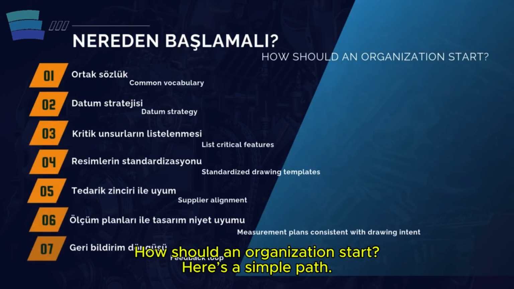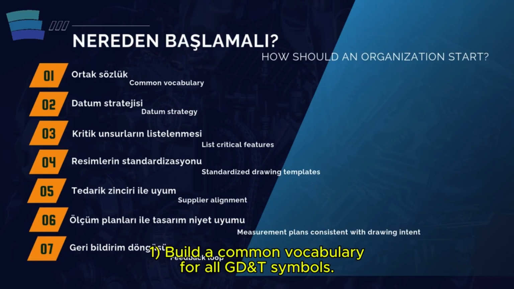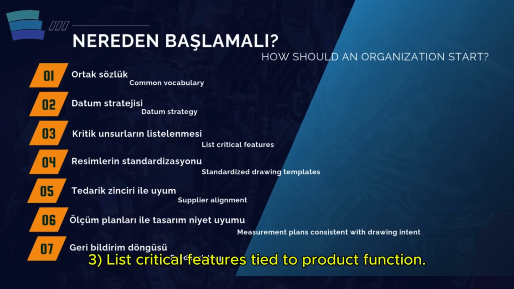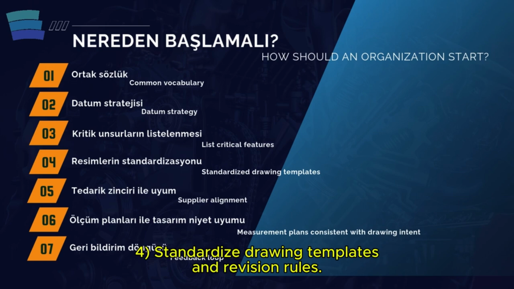So where should an organization start? Common vocabulary. Make sure the team agrees on what each symbol means. Datum strategy. Define datums in a way that reflects real assembly constraints. Critical characteristic list. Mark the features that govern product function. Drawing template. Standardized dimension layout, note structure, and revision rules.